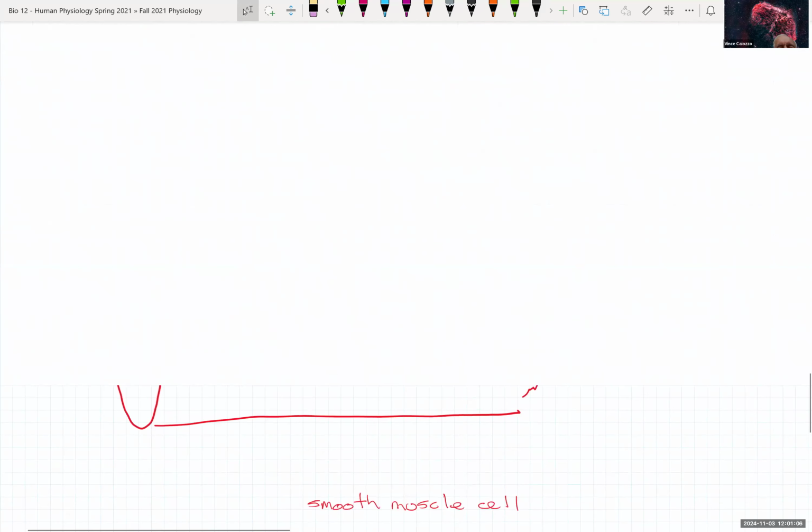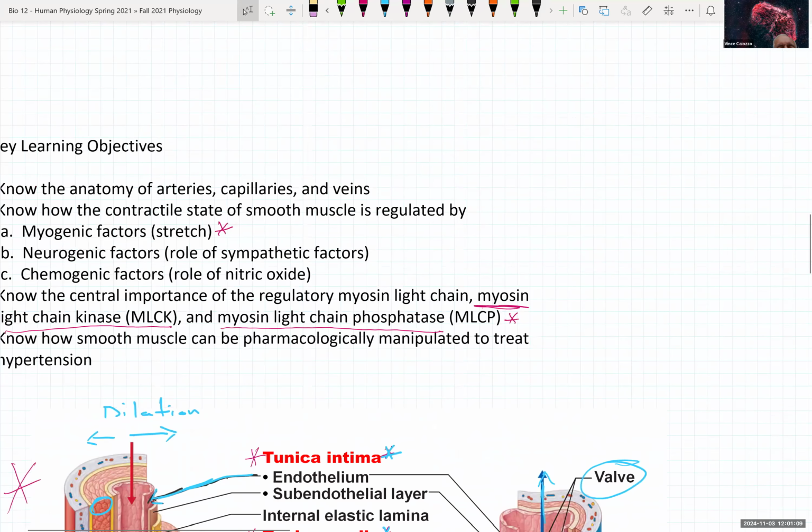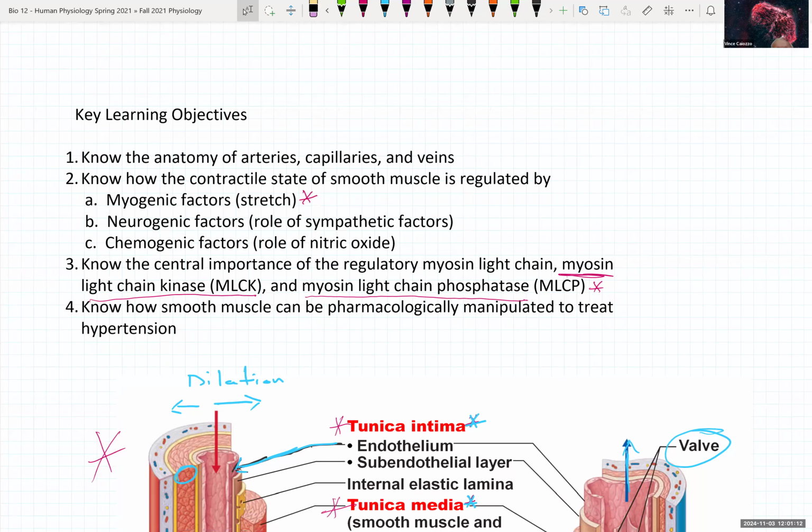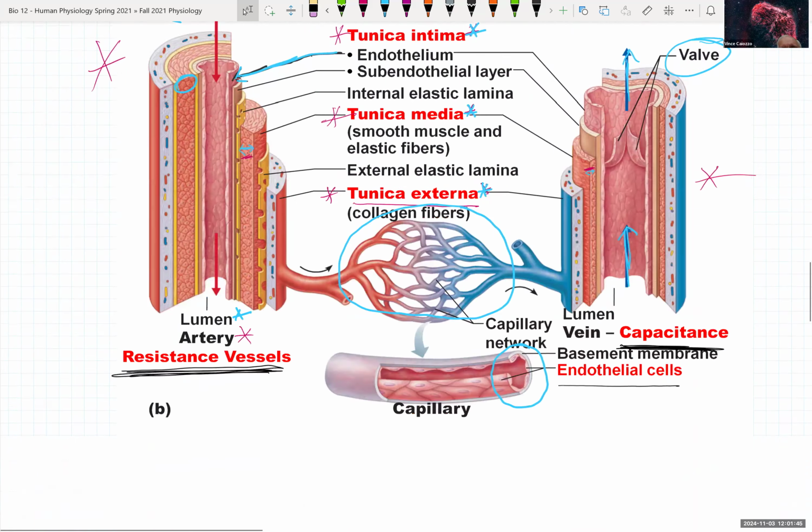So if we go back to the learning objectives, I mentioned that the way in which we control the contractile state of myosin in smooth muscle is through three different pathways. The so-called myogenic pathway. The second pathway is the neurogenic factors, which involves the sympathetic neurons or sympathetic nervous system. And the third is through chemogenic factors. And that's what I'm going to begin to lay out for you now. So we're going to talk about these myogenic factors, neurogenic factors, and chemogenic factors.